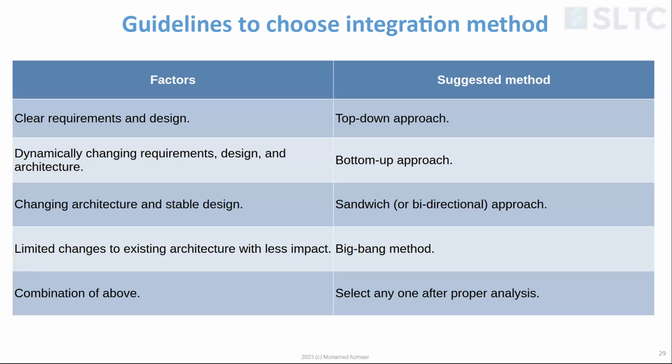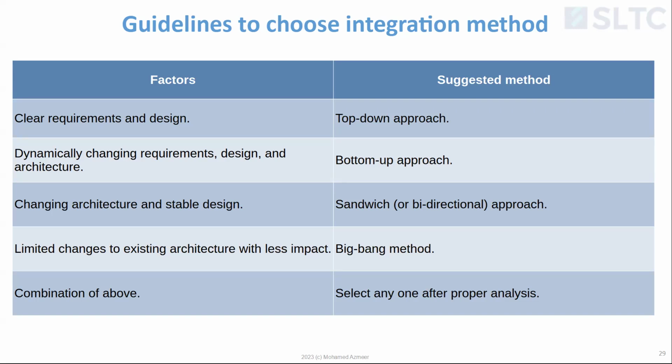Here is an interesting chart showing you how to choose the integration method, because we looked at so many different methods. So what is the best one to choose? Top down, bottom up, hybrid, or big bang? If the requirements are very clear and the design is very clear, you can go with the top down method. If the requirements are continuously changing and the design and architecture are changing, then you need to go down to the detail and do a bottom-up approach. So you check each bottom piece, test them, and then come up one by one.